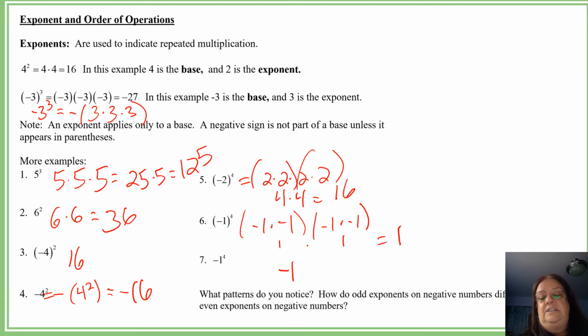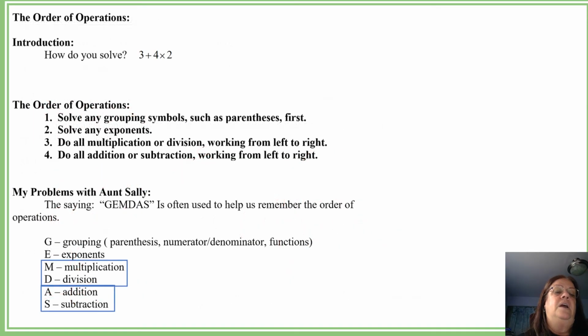What pattern do you notice? How in odd exponents on negative numbers, there's a different result than with even exponents on negative numbers. Okay, there we go. All right.